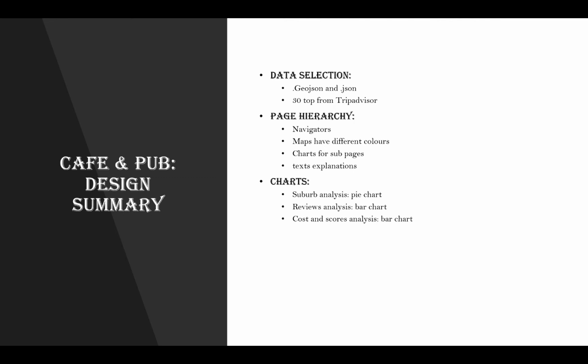For the analysis pages of each theme, we provide charts and some text explanations. Specifically, to show the proportion, we use a pie chart in suburb analysis. To show the sorted order, we use a bar chart in both reviews analysis and cost and scores analysis.